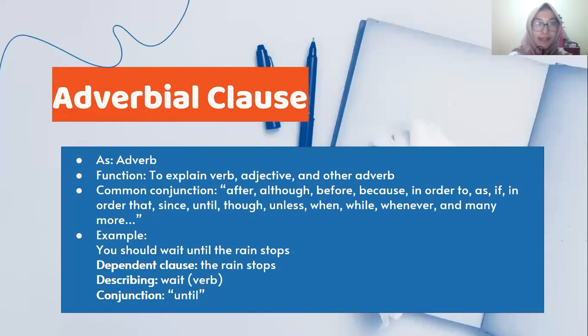The second one is adverbial clause. Like its name, adverbial clause plays a role as an adverb in the main clause. This clause has the function to explain verb, adjective, and other adverb from the main sentence. There are many common conjunctions that we can use, but here are the conjunctions that people usually use: after, although, before, because, in order to, and many more. And let's take a look at the example below.